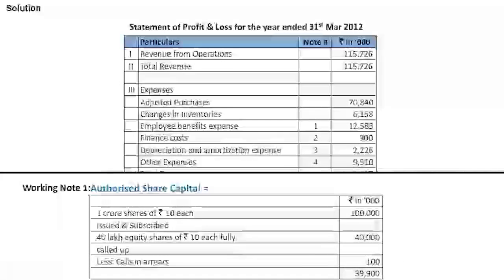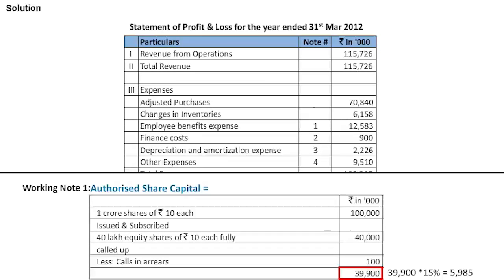And then directors are recommending a dividend at 15%. Now dividend percentage is always percentage of the nominal value of the share capital. Nominal paid up share capital. Now what is the paid up share capital? We have already seen here. 39,900, right? Take 15% of that. So 5,985, that is basically the proposed dividend now.